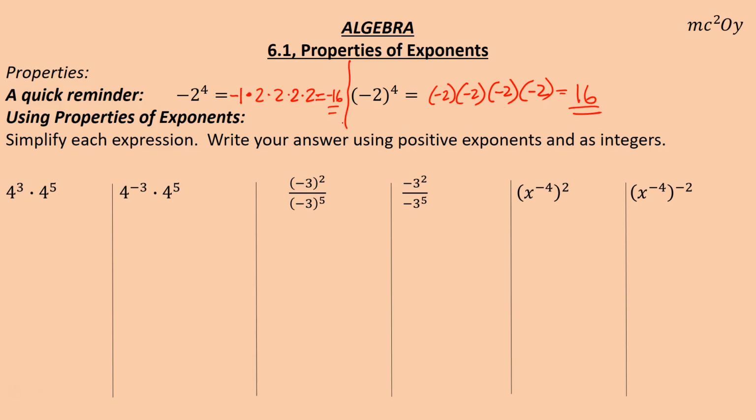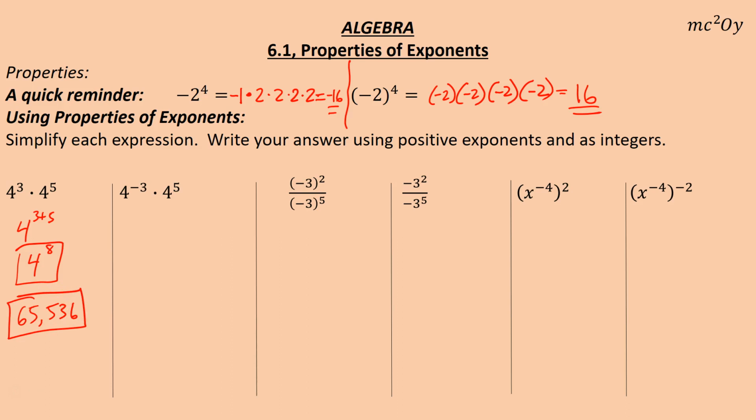All right, so let's go ahead and simplify each expression using positive exponents. So 4 to the third times 4 to the fifth. Since it's the same base, we keep the base and we add the exponents, which is 4 to the 8th. And it says write it as an integer. So here's one answer using the positive exponents. And then writing that as an integer, 4 to the 8th is 65,536.